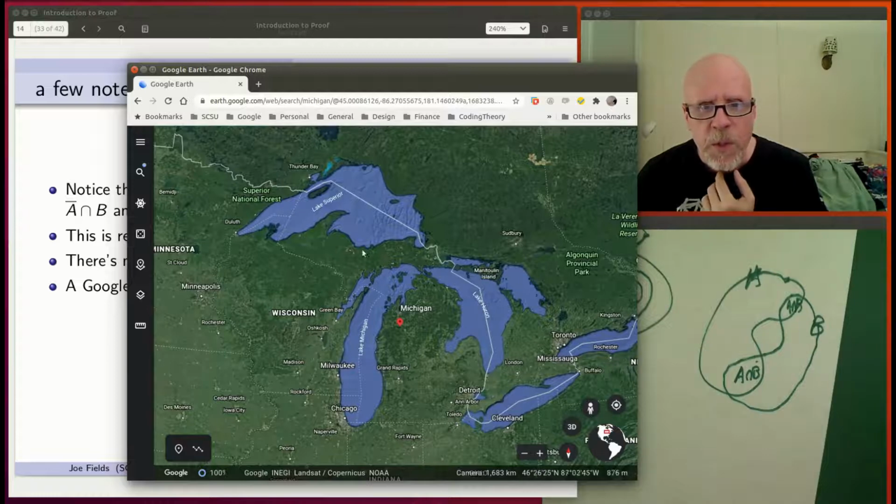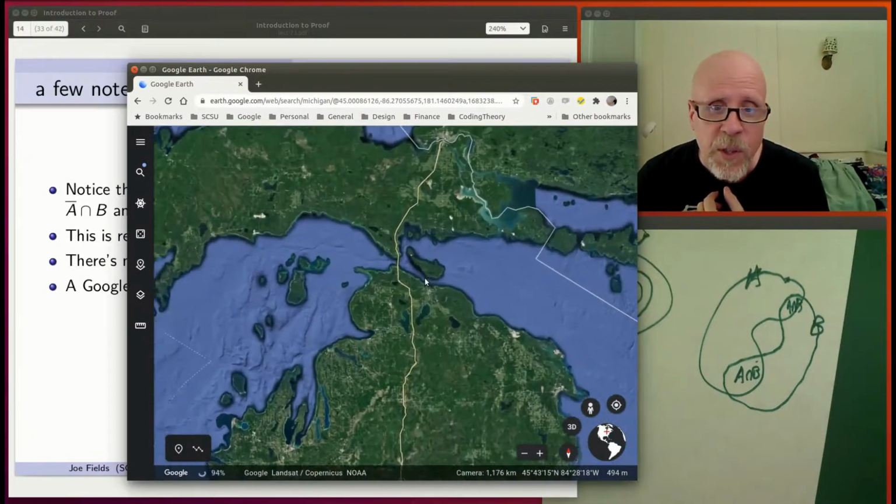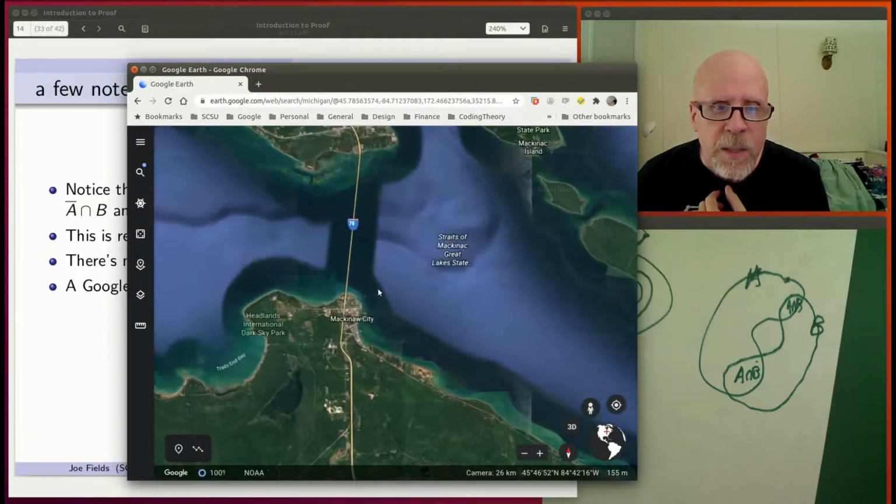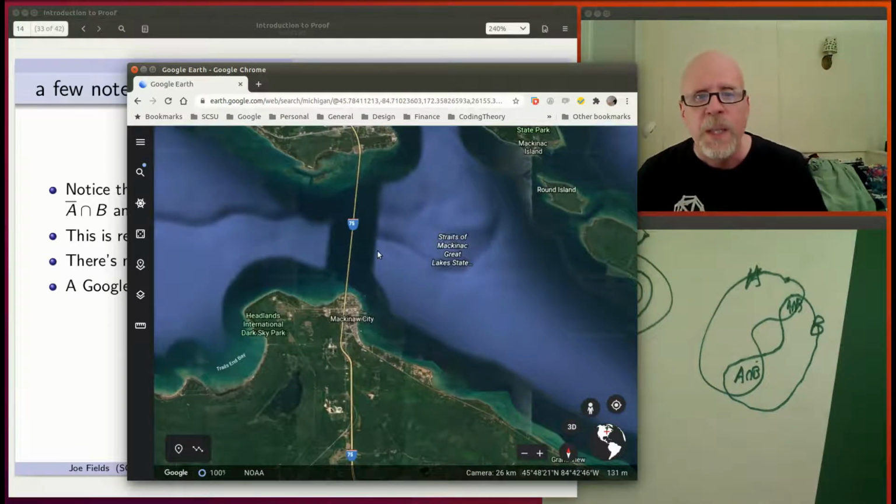But the Upper Peninsula and Michigan proper are separated. There's no land route without going into other states between them. There is a bridge, Mackinac Bridge. Actually, I guess we can see it. Yeah, Mackinac City. That's got to be the Mackinac Bridge. Okay.